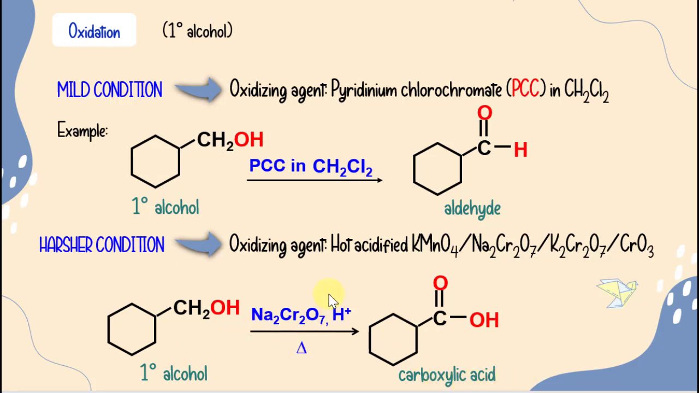So the color of the sodium dichromate ni, color dia orange. Since primary alcohol ada reaction dengan sodium dichromate, the orange color of the sodium dichromate solution returns to green. So kalau kita pakai potassium permanganate, the purple color solution of the potassium permanganate will become colorless ataupun will decolorize.